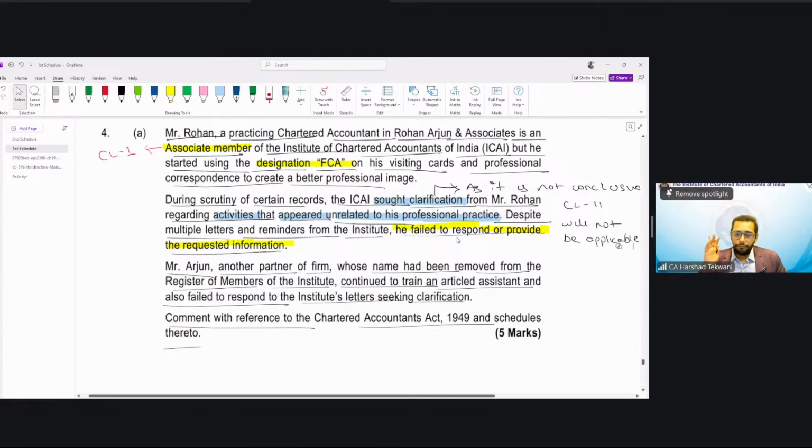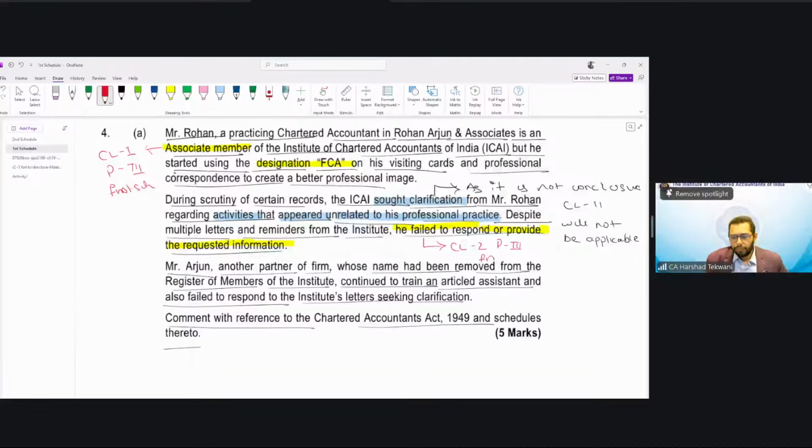Now, he failed to respond and provide the requested information. As a result, again, I will invoke over here clause 2 of part 3 of the first schedule. Fine, simple. Part 3 of first schedule. Fine. Now, next paragraph.